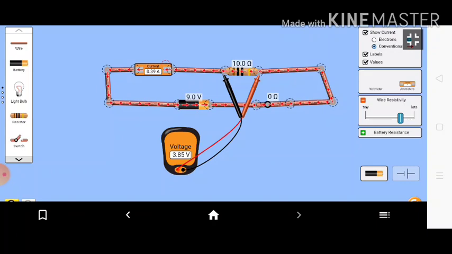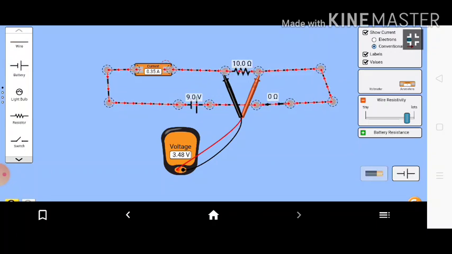Just check the values. See, voltage is 3.57 volt, current is 0.35, isn't it? See, 9 volt voltage, current is 0.9 ampere; 7.39 volt is 0.74 ampere; 6.13 volt, that is 0.61 ampere; 4.43 volt, that is 0.44 ampere; 3.48 volt, 0.35 ampere. So you can see that the potential drop across the resistor is directly proportional to the current.